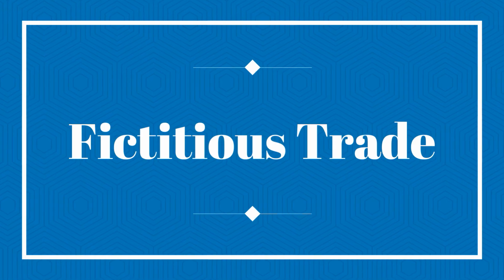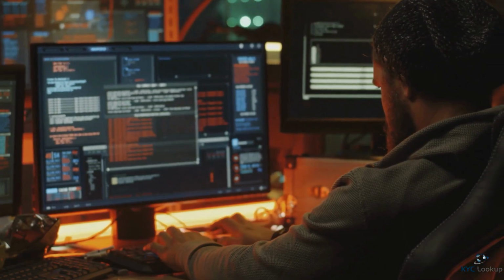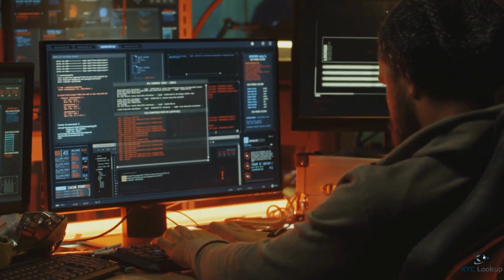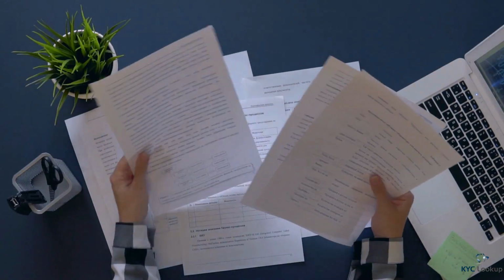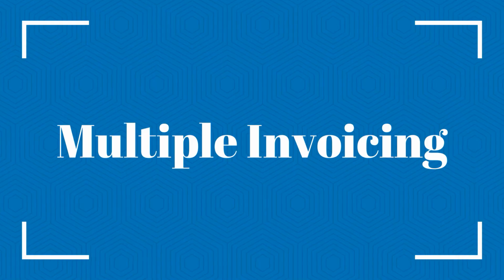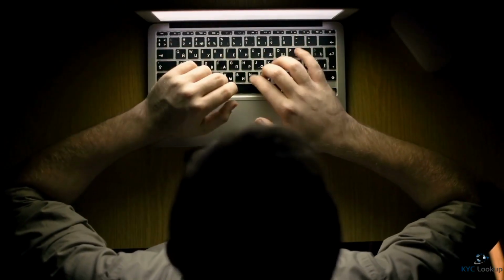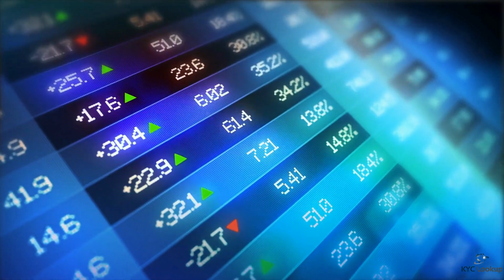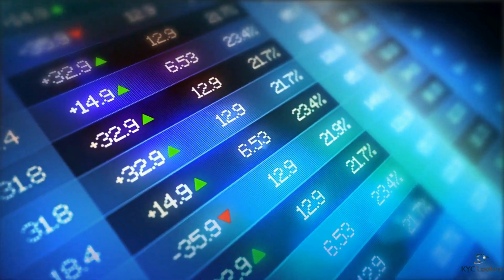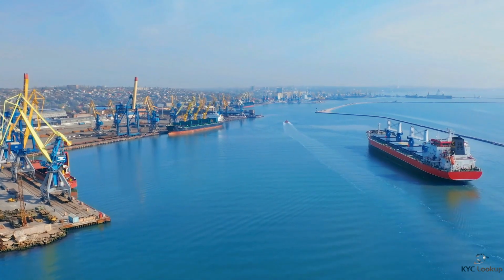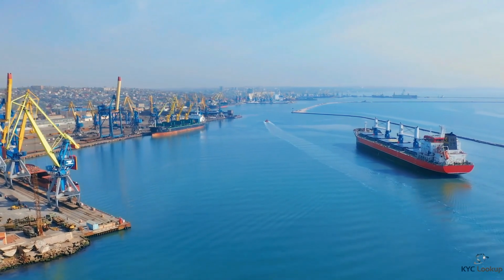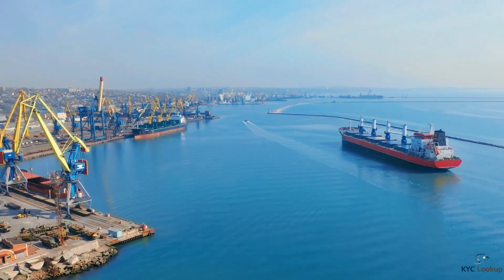Fictitious trade. Criminals create transactions for goods or services that never existed. These fictitious trades generate false documentation, making it difficult for authorities to identify the illicit funds concealed within the trade cycle. Multiple invoicing. Criminals create multiple invoices for the same shipment, each with a different price or beneficiary. This technique allows them to move funds while creating confusion and complexity within the trade process.